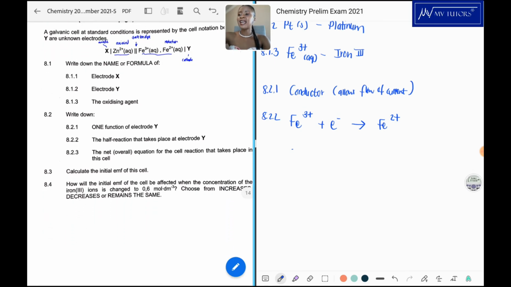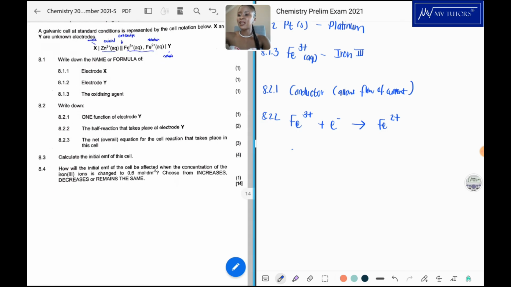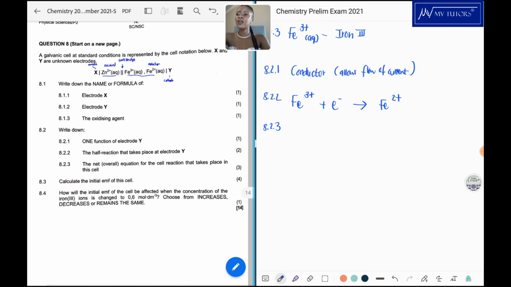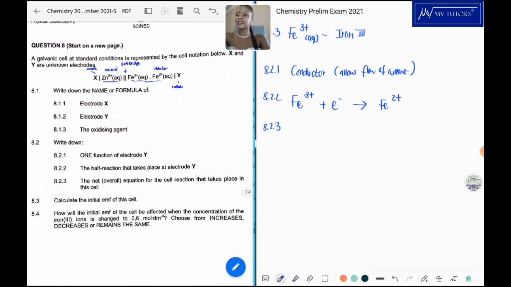All right, and now 8.2.3. The net overall equation for the cell reaction that takes place in the cell. When they say the net, it means without the spectator ions. In any case, they didn't tell you in the solution what we have there. Normally, you would have sulfate. But yes, the net overall equation for the cell reaction that takes place. So what do I do, guys?